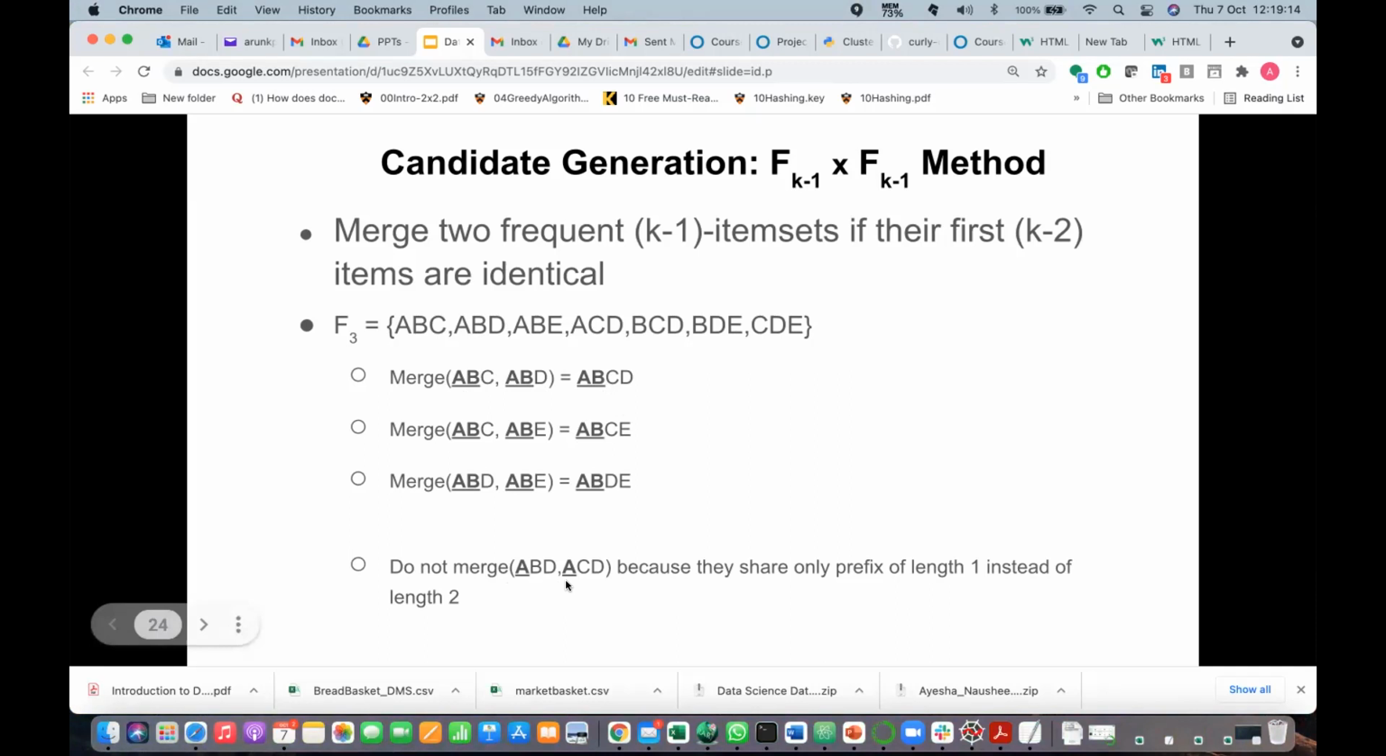So do not merge ABD, ACD, because they share only a prefix of length 1 instead of length 2. So these we will not add because they are sharing only length 1. Instead, you go for the 2-element prefix, then make the 4-element set, going from 3 elements to 4 elements, only if they share the prefix of length k minus 2, not k minus 1 or 1.